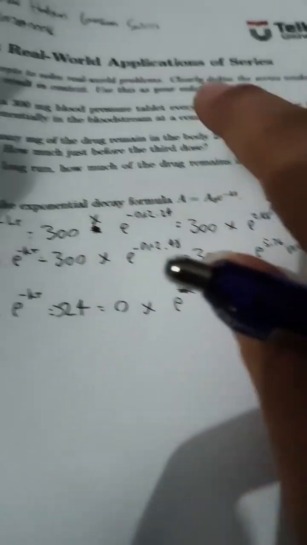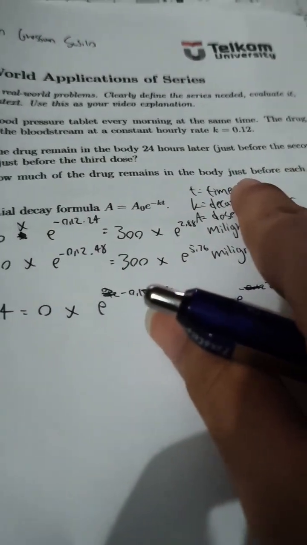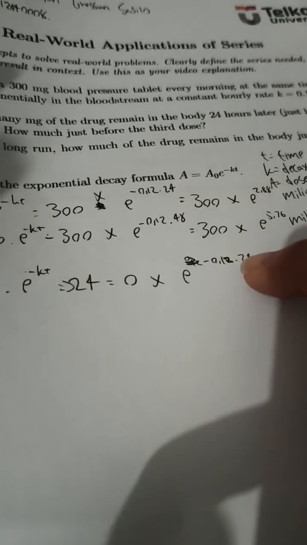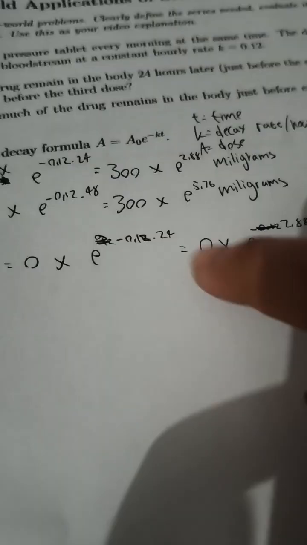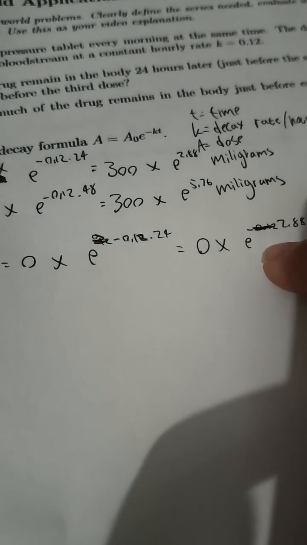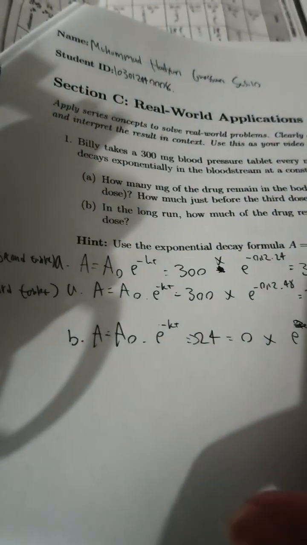Because how much of the drug remains in the body just before each new dose. And remember, just before they take the second tablet, which is basically a new dose, it's been 24 hours, so it's supposed to be the same, unless I'm reading this wrong. So it's pretty much the same as a second tablet, the only difference being that the dose is 0, so 0 times e to the power of negative 2.88. At least I hope that is the answer too. And that's it.